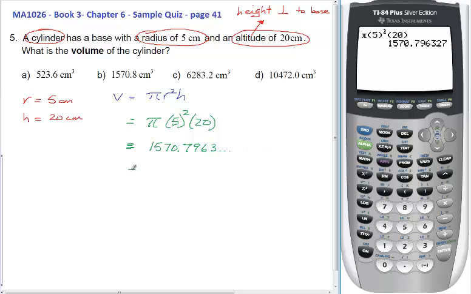No, so let's match our answers. If I round it to 1 decimal place, it would be 1570.8 cubic centimeters, and that is there, B. So the answer to this one is B.